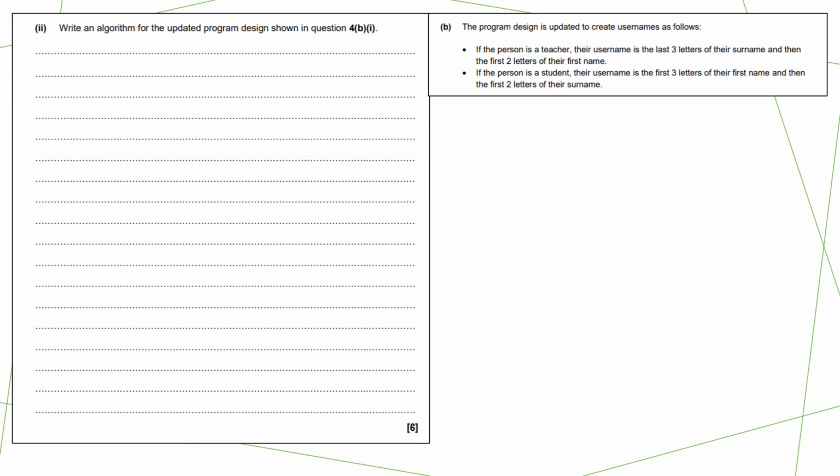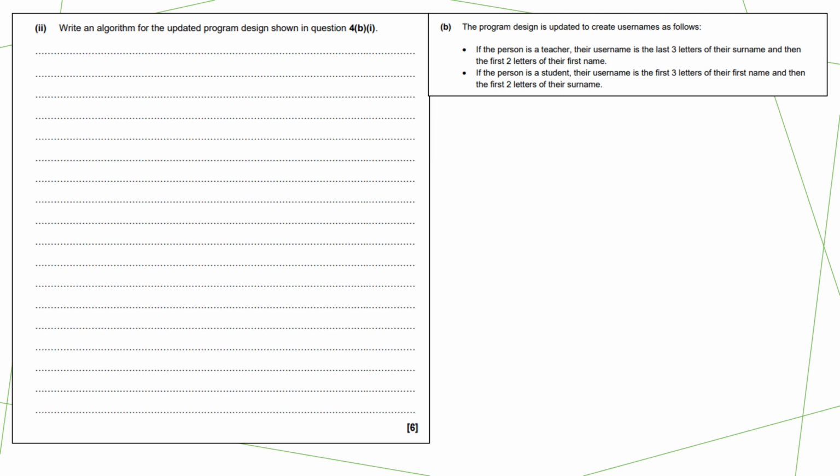Now this says write an algorithm for the updated program design shown in question 4B1. So I've put the picture of what that was so you don't have to refer back to it. It is the updated algorithm. So what you've got to think about is you've already seen the full flowchart for what it would look like. However, this time there is a decision to be made and it's saying if they're a teacher or if they're a student. So you're going to need to think about how you're going to find that out from the user, whether they're a teacher or a student. And then dependent on their input, it's going to do 2 different things.